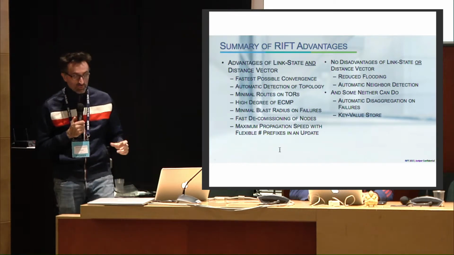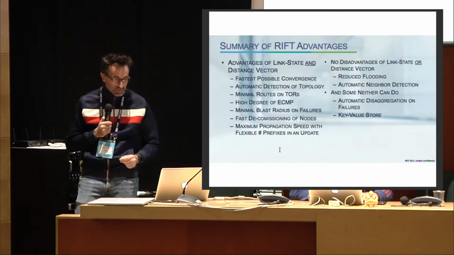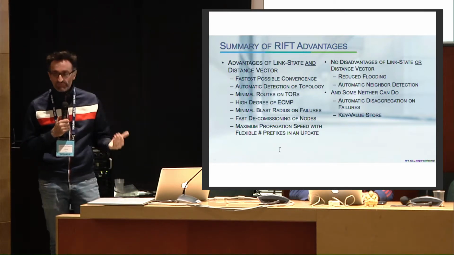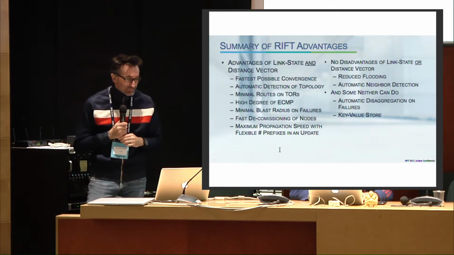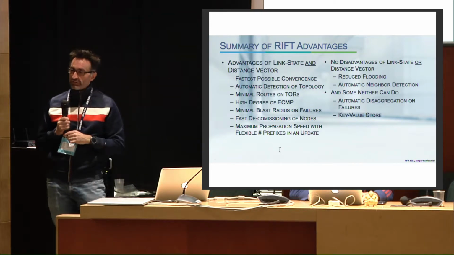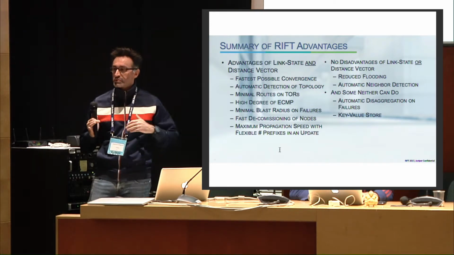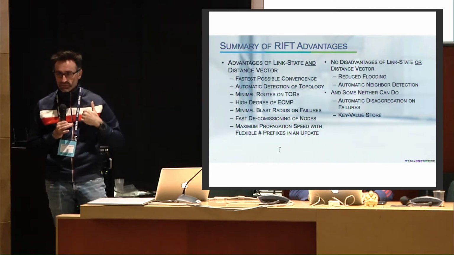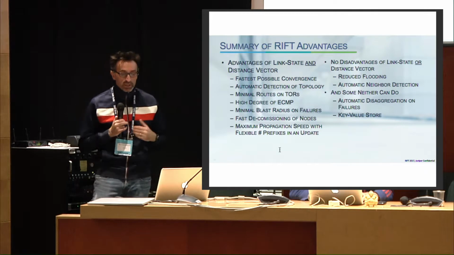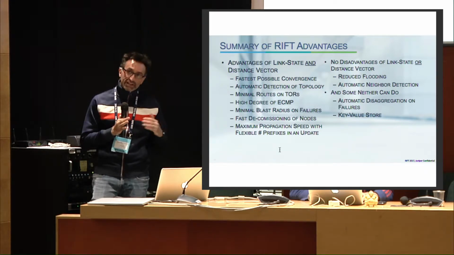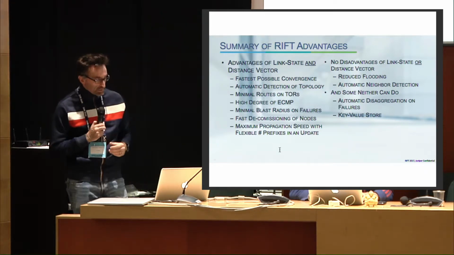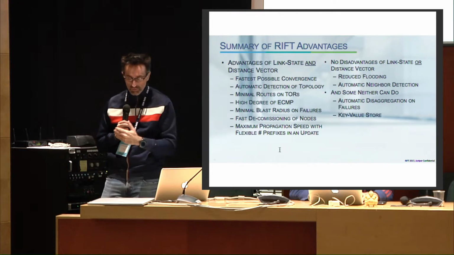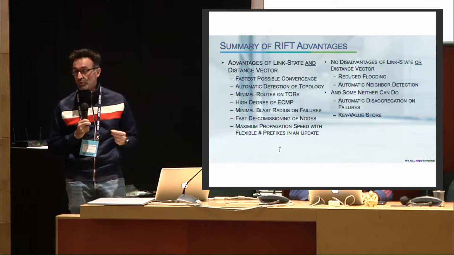We think that with Rift, you have a lot of advantages. Some are inherited because Rift is a dual source protocol. It behaves like link state in north and like distance vector in south. So it can get the advantages from both worlds. So Rift implements the fastest possible convergence.